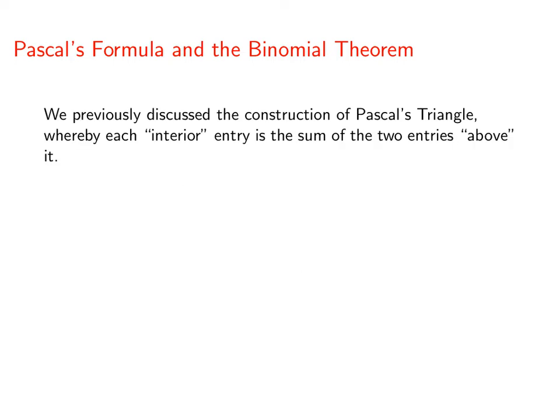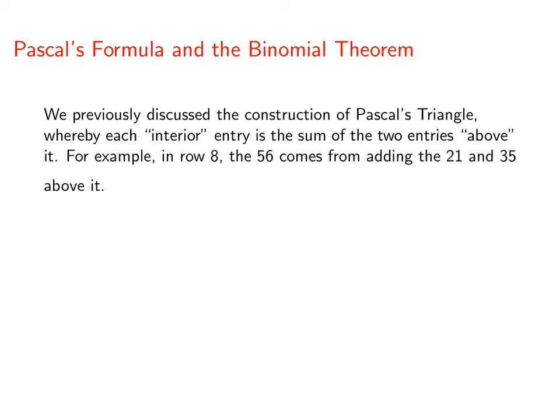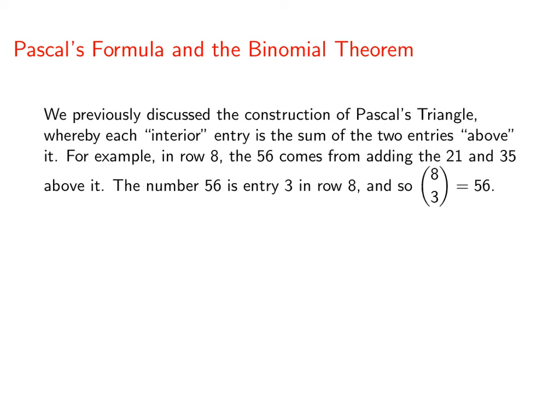Now, we previously talked about the construction of Pascal's triangle. Each interior entry is the sum of the two entries above it. As an example, in row 8, the number 56 comes from adding the 21 and the 35 that are above it. The number 56 is entry 3 in row 8. So what we can say is 8 choose 3 is 56.